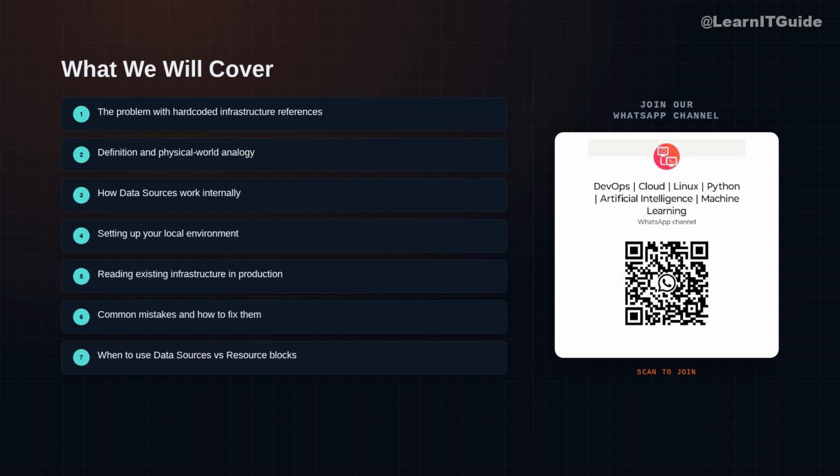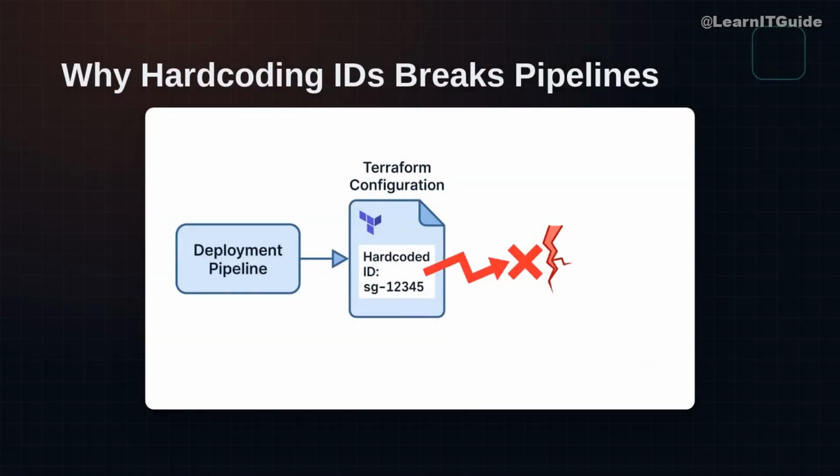Let us get started. So why is hard-coding IDs such a massive problem? Imagine you have a deployment script that relies on a specific security group ID. If that group is deleted or recreated by another team, your entire deployment pipeline crashes. You are then stuck manually searching the AWS console, finding the new ID, and updating your files. This happens constantly in teams that do not use dynamic lookups. It turns your infrastructure code into a static, fragile mess that requires constant manual babysitting. That is the exact pain point we are solving today.